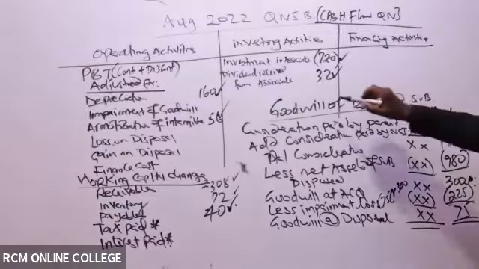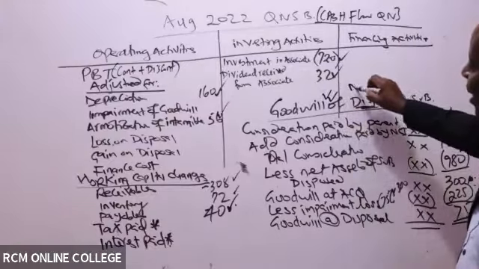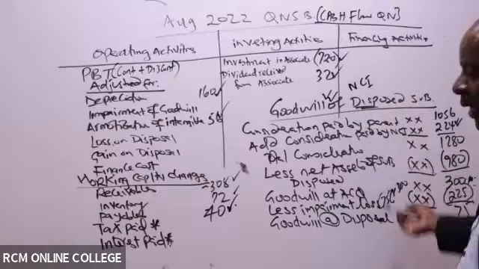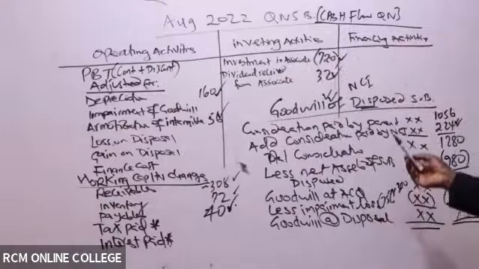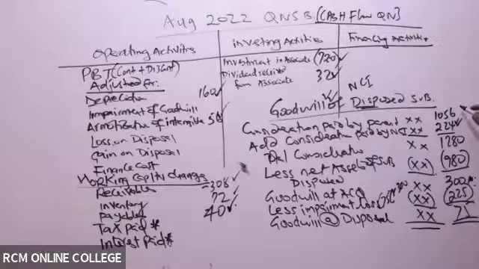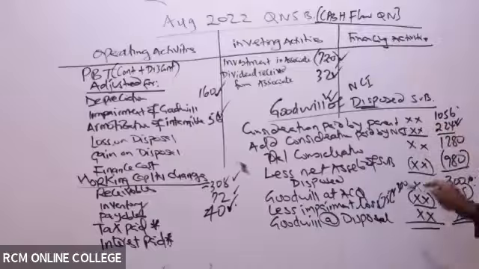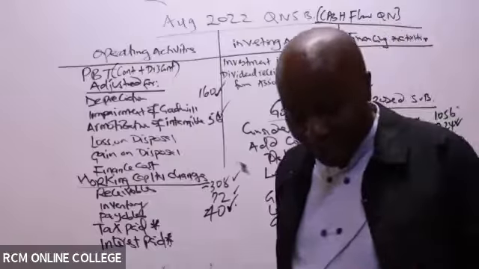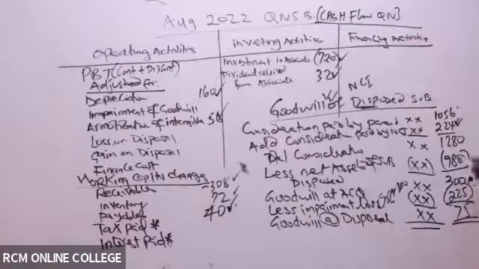Now, ladies and gentlemen, the natural partner of goodwill is NCI. Whenever you do goodwill, do NCI immediately. I repeat. Where is the problem? The consideration paid by the parent has been given in the question, from note number 1. How about NCI? NCI is in the same note. The fair value of non-controlling interest at acquisition was 224. When you add the two, we got 1280.